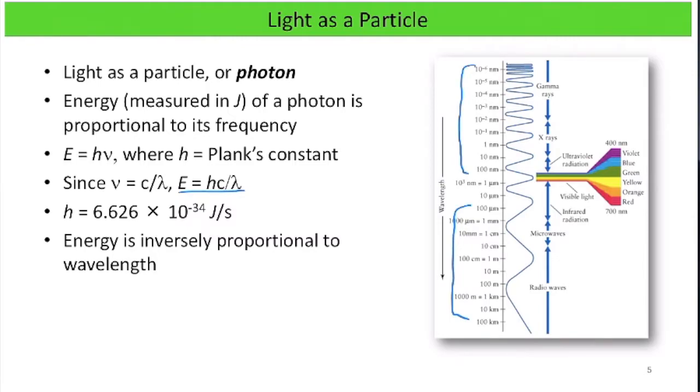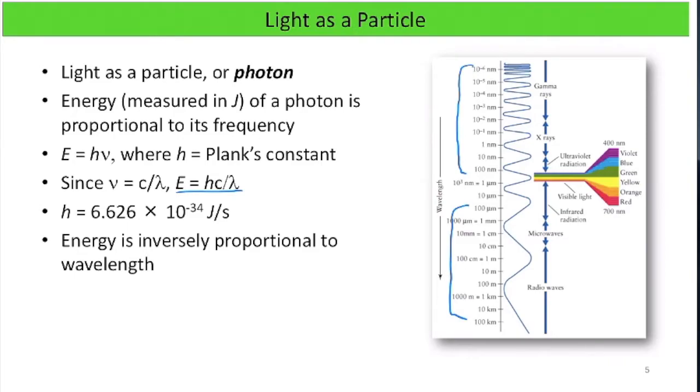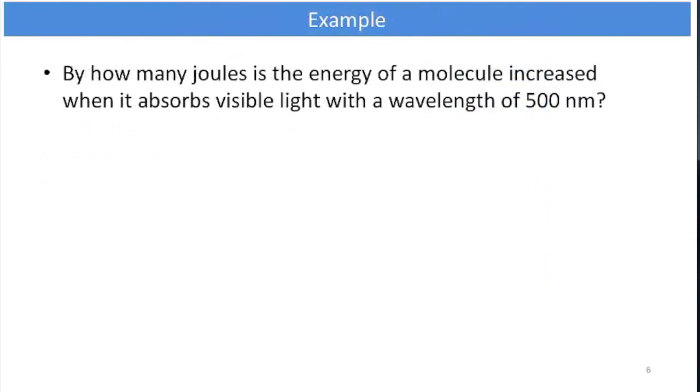Now, H in this equation is Planck's constant, 6.6 times 10 to the minus 34 joule-seconds. And we'll use that in the next example to determine how much energy a photon would give to a molecule. So here's the question. By how many joules is the energy of a molecule increased when it absorbs visible light with a wavelength of 500 nanometers?